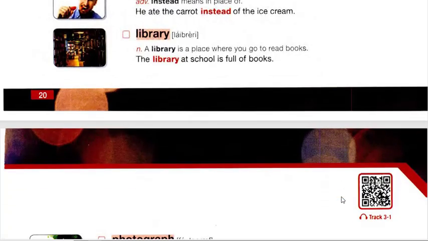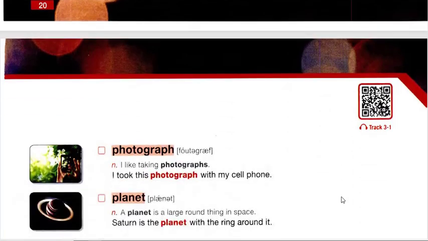Library. Library is a noun، اسم است. A library is a place where you go to read books، جایی است که می‌روید تا کتاب بخوانید، می‌شود کتابخانه. A library at school is full of books، کتابخانه مکتب پر از کتاب است.